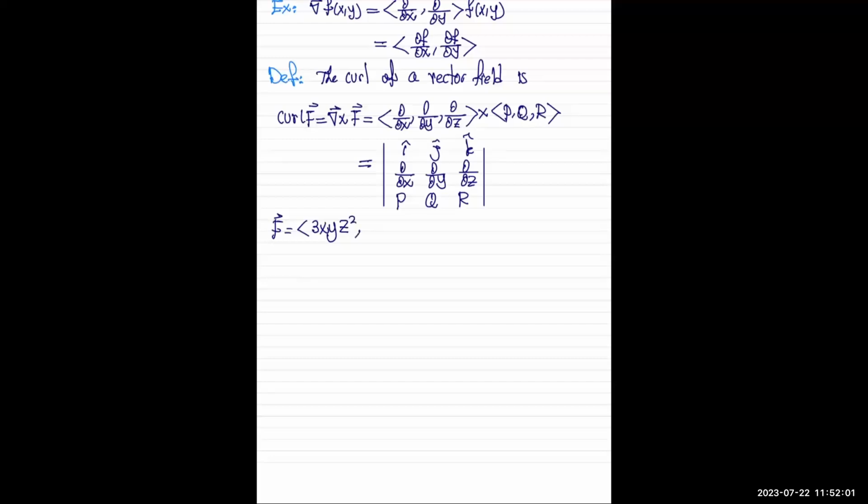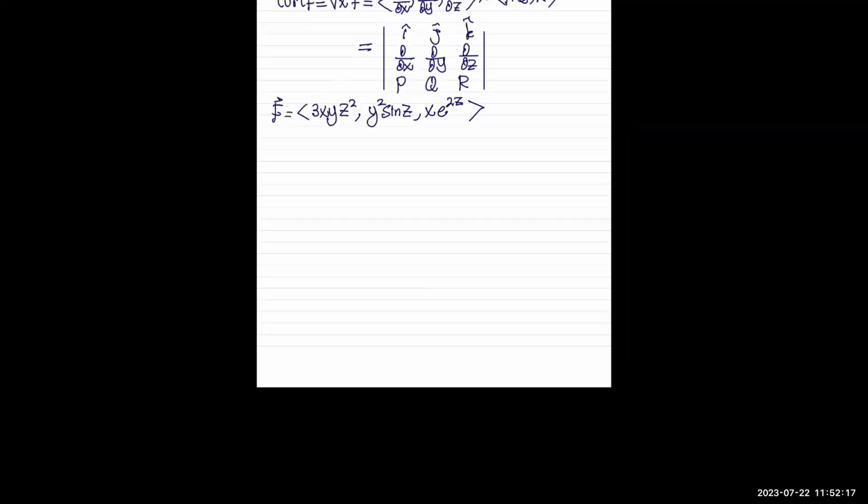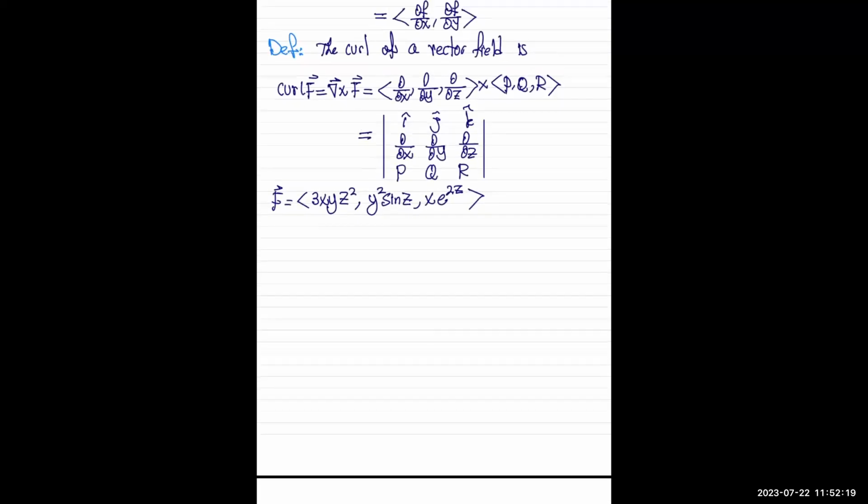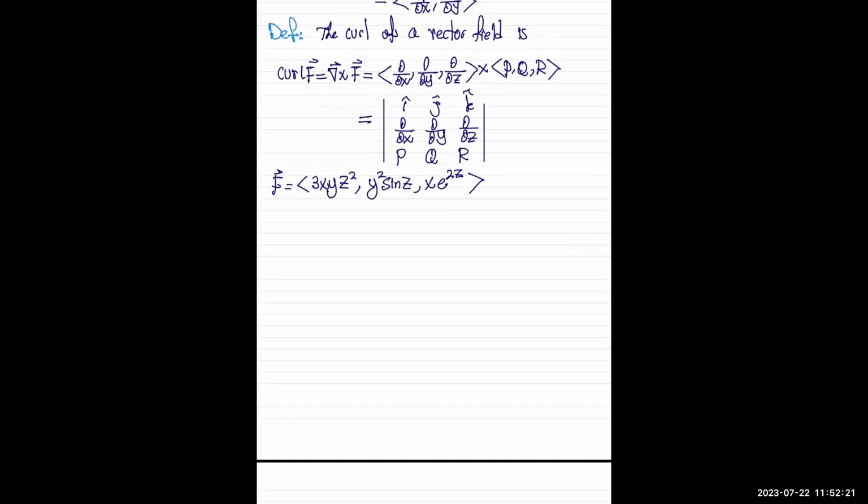So for example, let's say that we have a vector field that's given by 3xyz squared, this is a 3-dimensional vector field, y squared sine of z, and x e to the 2z. All right, and we want to find the curl of this vector field. Okay, so again, we write it as del cross f. Let's set this up.